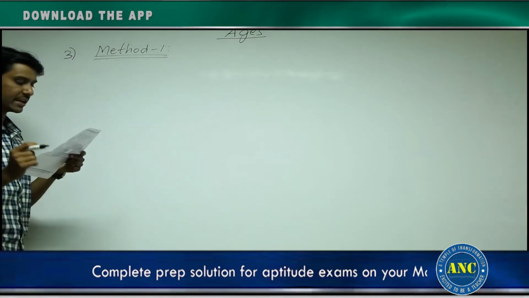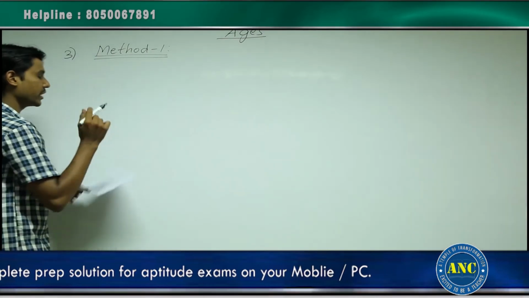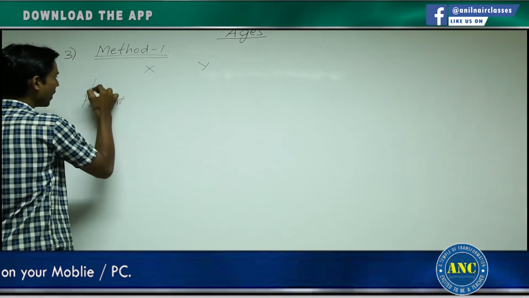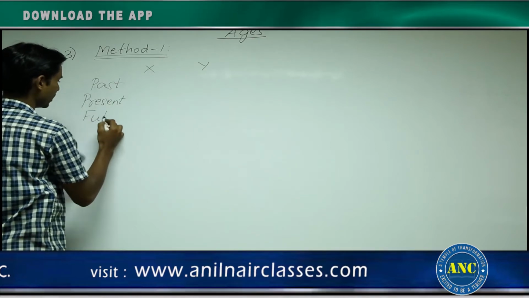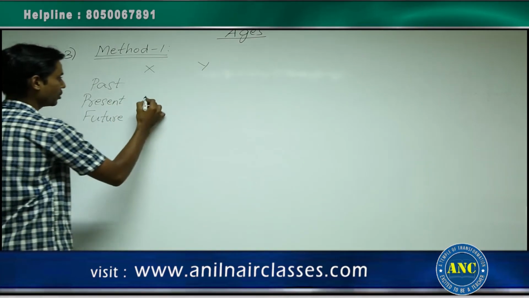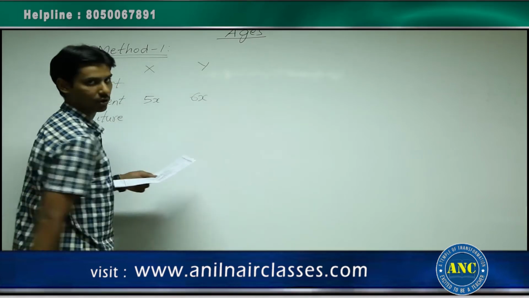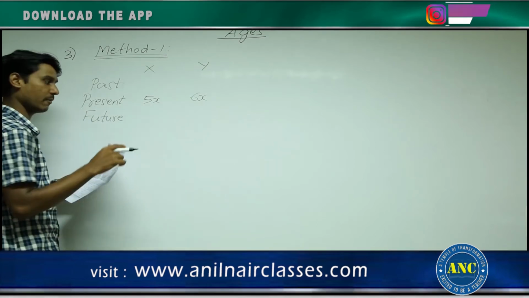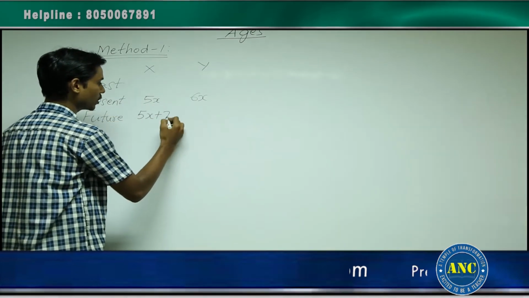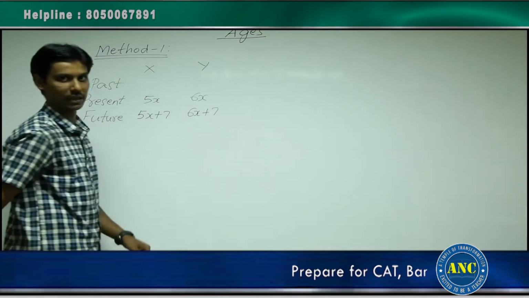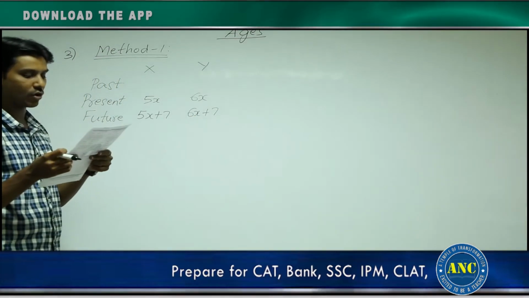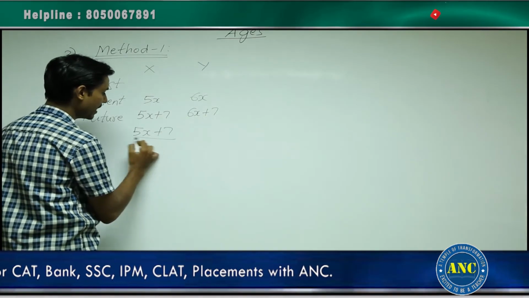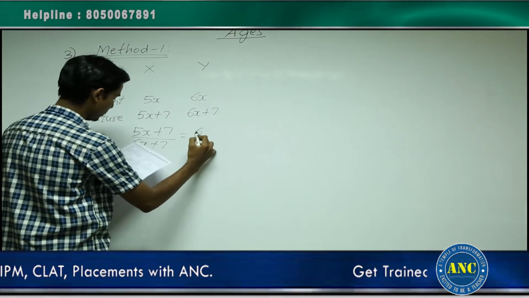Method 1. The present ages of x and y are in the ratio 5:6 respectively. There are two people, x and y. Any person will have a present situation, a past situation, and a future situation. Present ages are in the ratio 5:6, so I will call them 5x and 6x. 7 years hence is nothing but further. 7 years later, they will both become 5x plus 7 and 6x plus 7. 7 years hence, this ratio will become 6:7. This ratio (5x plus 7) divided by (6x plus 7) will become 6:7.